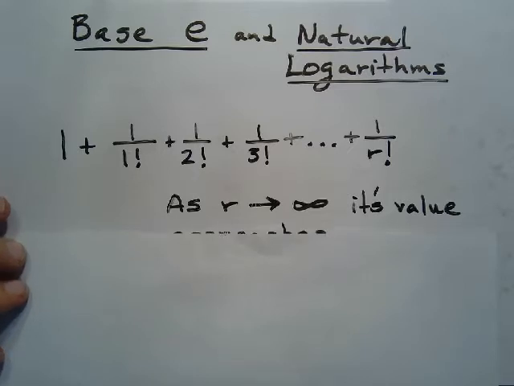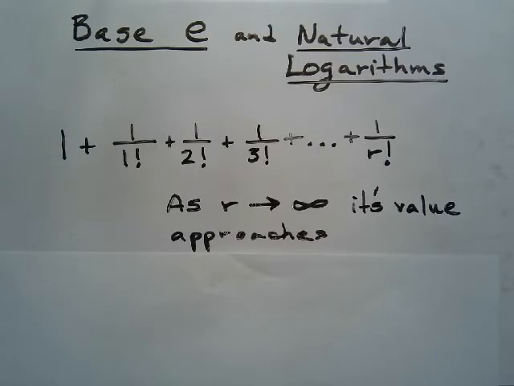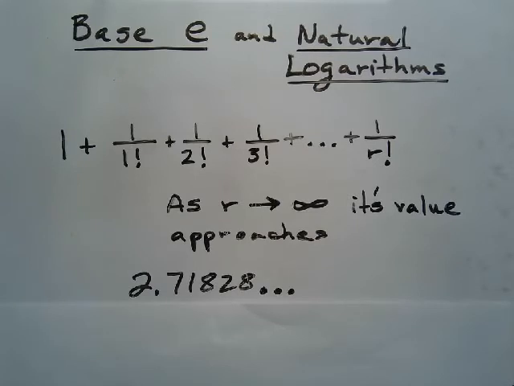sum here approaches a particular number. And that number they came to define as E happens to be about 2.71828. It's an irrational number. It gets closer and closer to this number, but it doesn't actually get there. It was just kind of an interesting little idea.